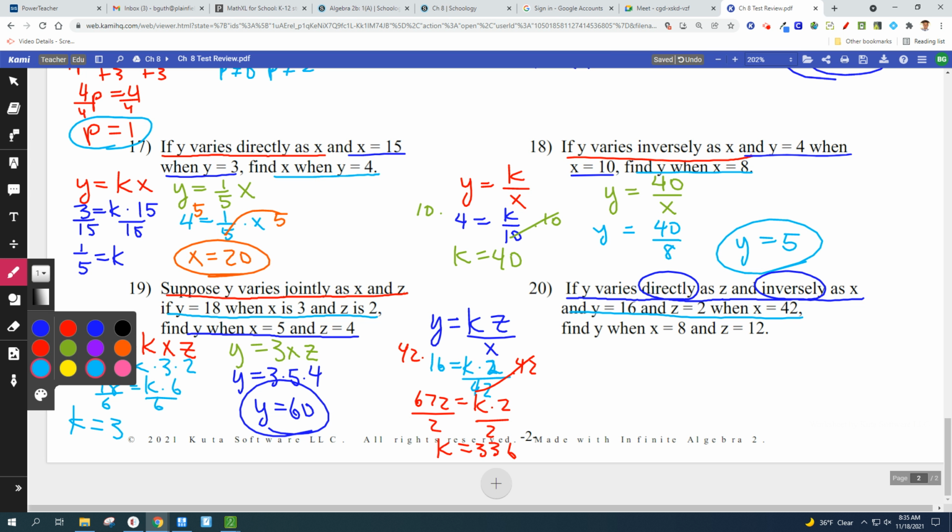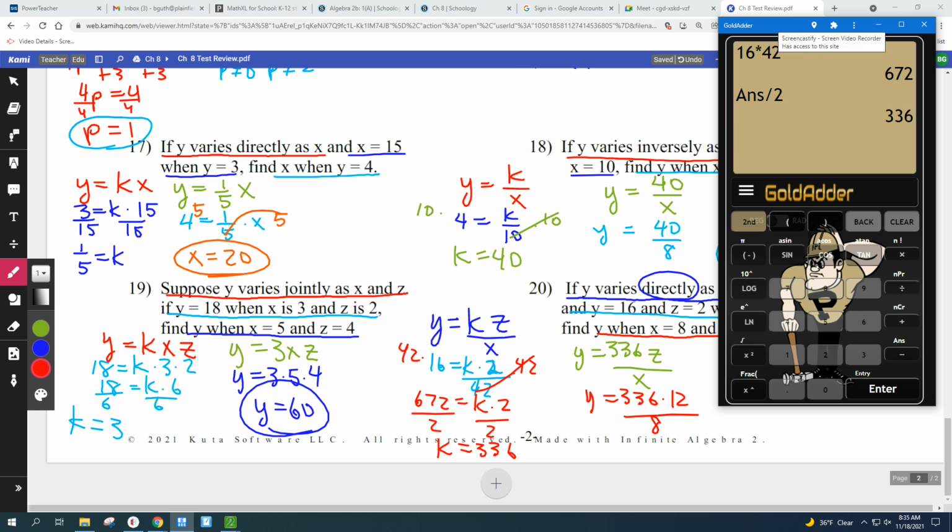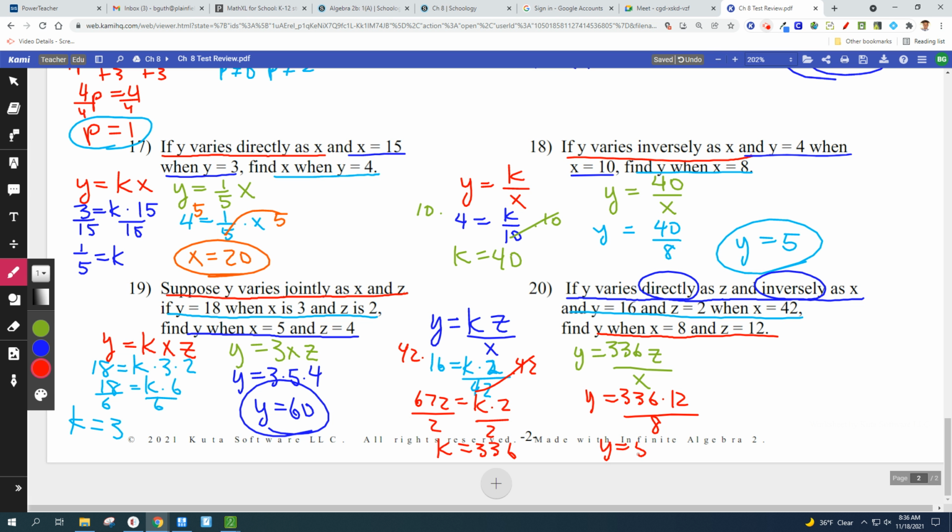So we go back to the formula. y equals 336z over x. And we plug in those last numbers. Find y when x equals 8 and z equals 12. So make sure you plug them in the right place. y equals 336, z is 12, and x is 8. So I'm pulling that calculator back out for this one. 336 times 12 divided by 8 is 504. y equals 504.